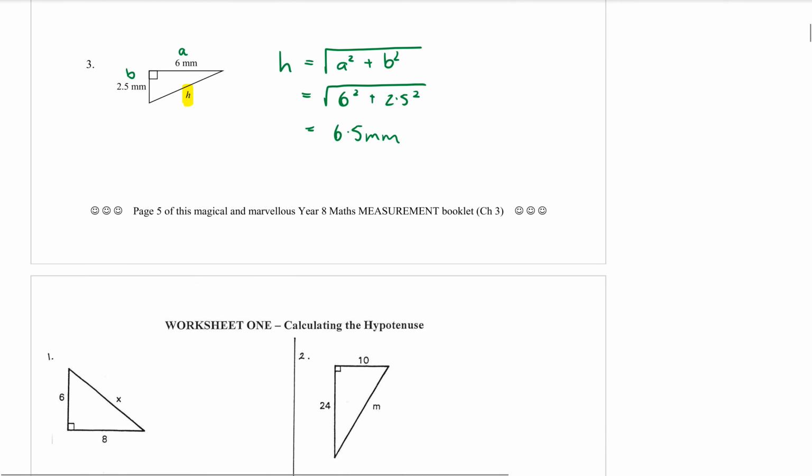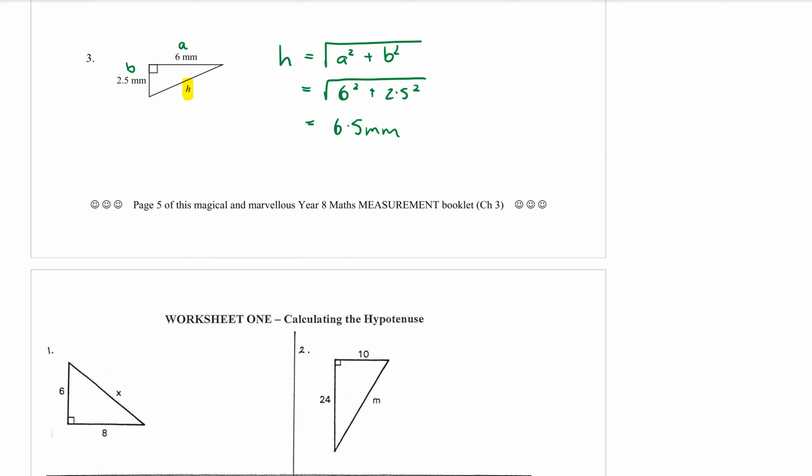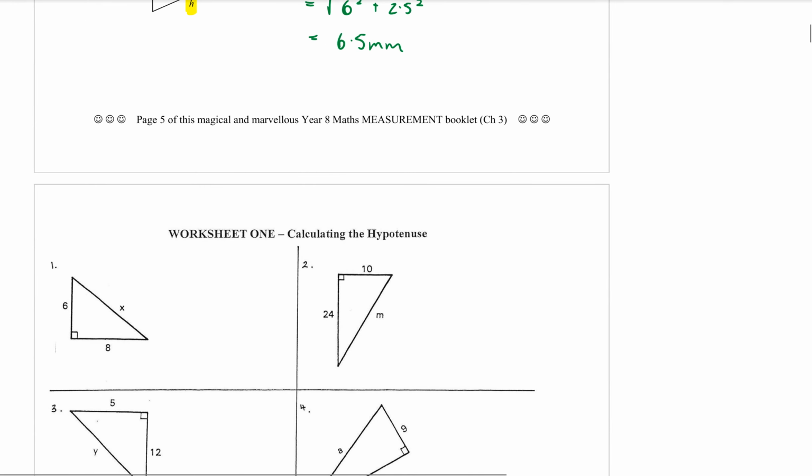Okay, that's it. We're doing lots of practice of that today. So your worksheet follows straight after, page 6.